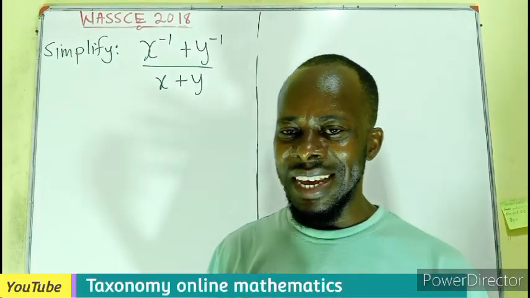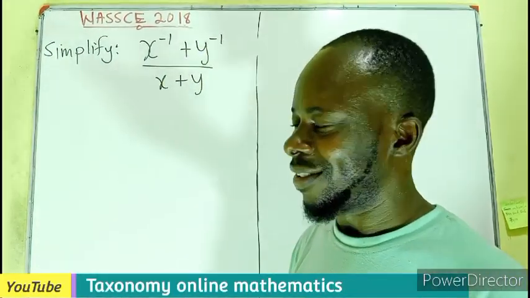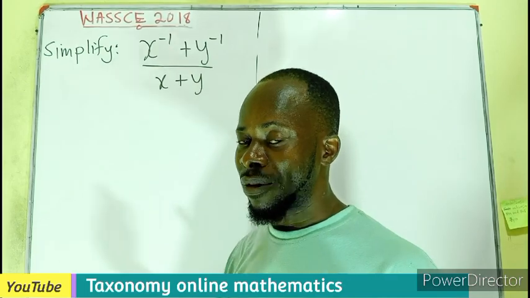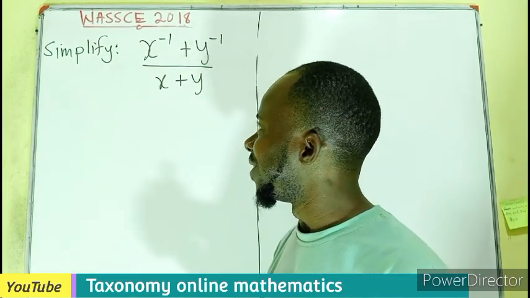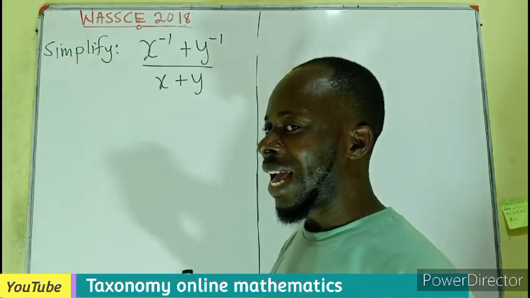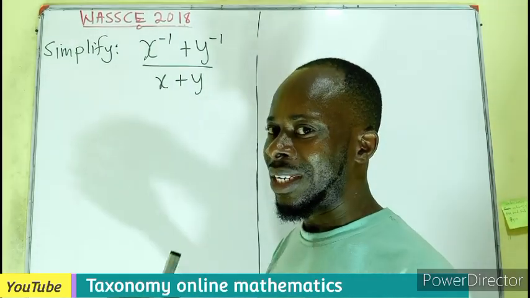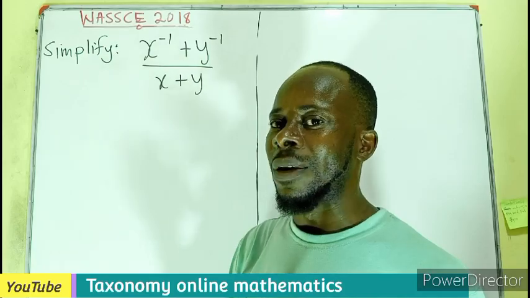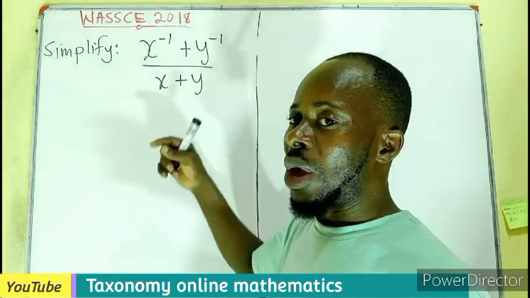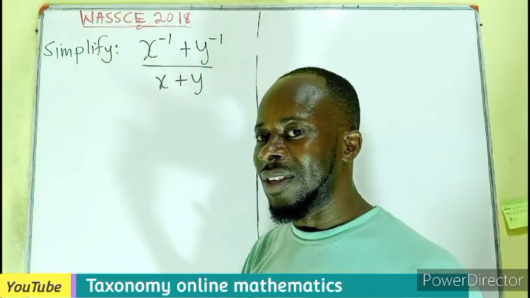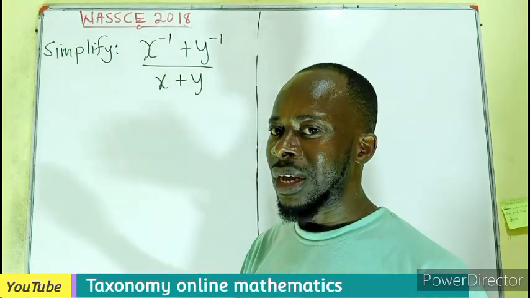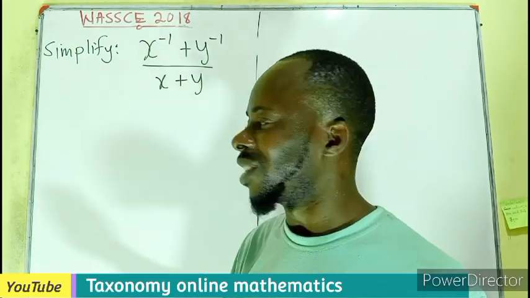Welcome, 2018 WASSCE indices. We are still on the series of past questions and indices. So we are to simplify x exponent minus 1 plus y exponent minus 1, divided by x plus y. So the top, we are going to apply principles of indices, then we take it as a fraction under algebraic expression.